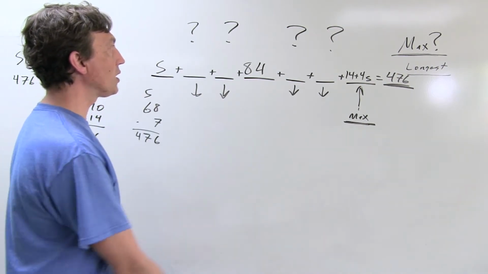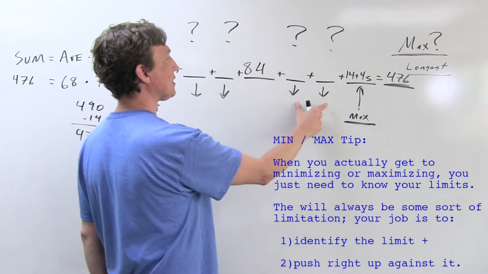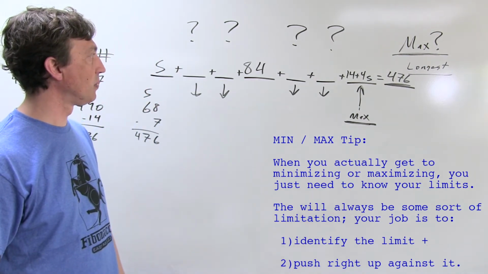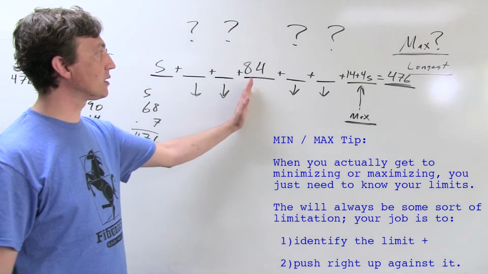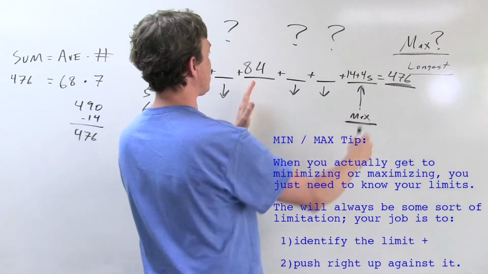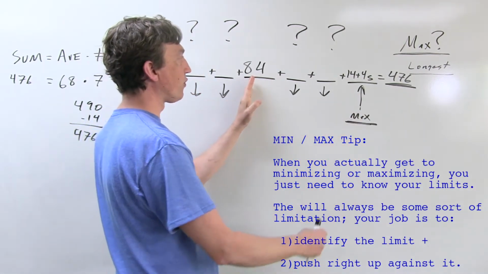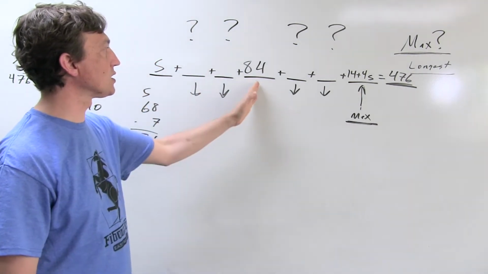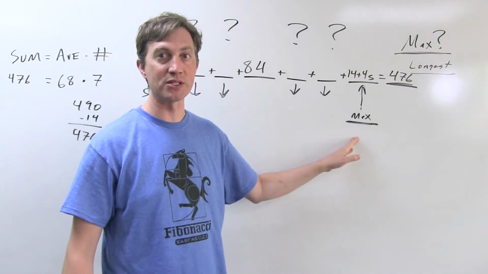So I think, what's my limitation here? What's the lowest values that could possibly be in this for these pieces of rope? Well, I know they're in between these, right? In that 84 on one end and 14 plus 4s on the other. They have to set boundaries. Otherwise, this wouldn't be the median and this wouldn't be the longest.